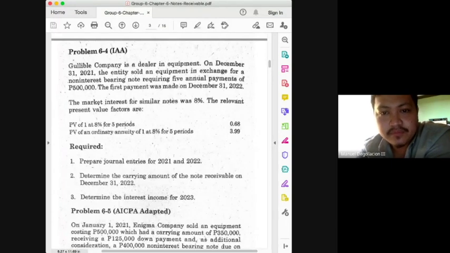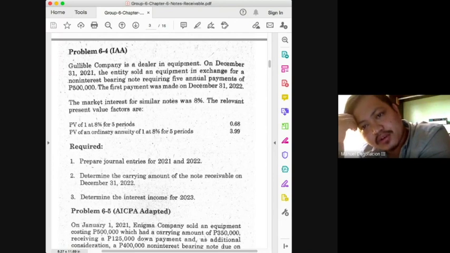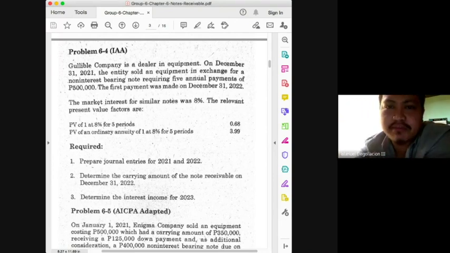So the first entry would definitely be to recognize the notes receivable and to recognize the initial balance of the unearned interest income and the corresponding sales figure. So very similar to problem 6-3, the primary difference is that we don't have a down payment here. In 6-3, we had 100,000 down payment. So basically everything is paid through the note, the promissory note issued by the customer.